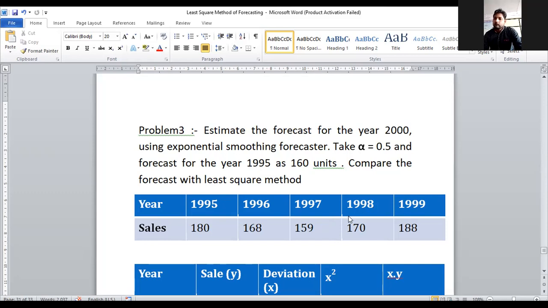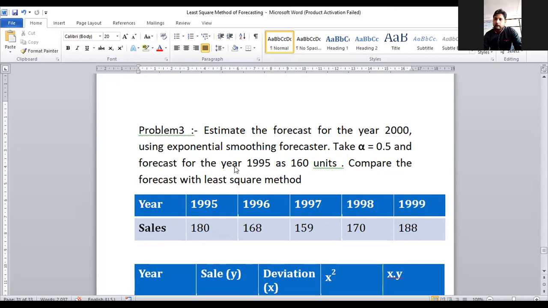Then 1998, sales was 170 units. And then the last year provided to you is 1999 and the sales was 188. Okay, so this data is provided to you.